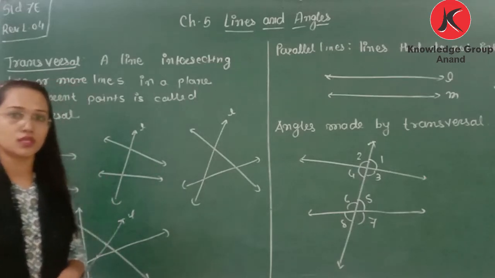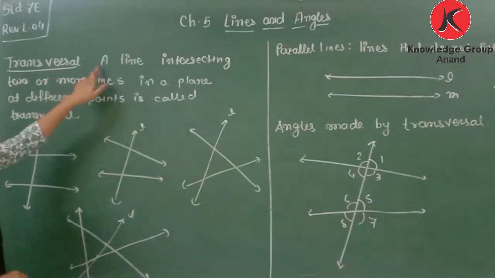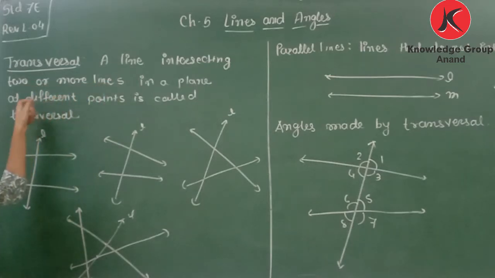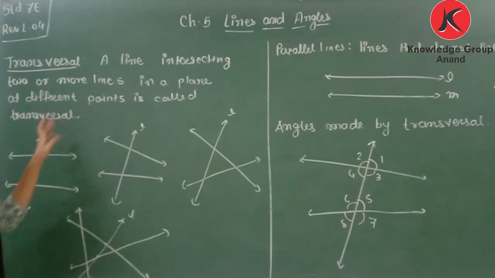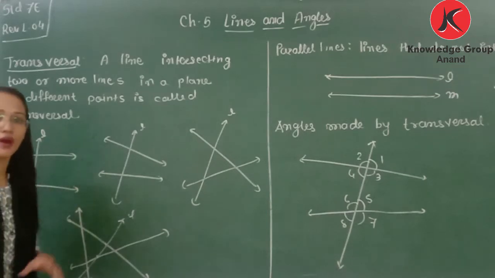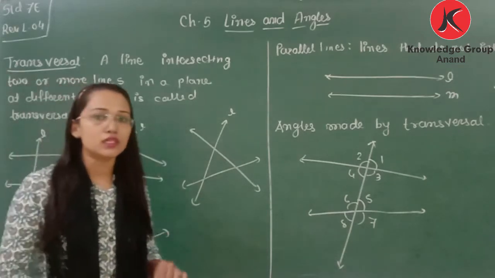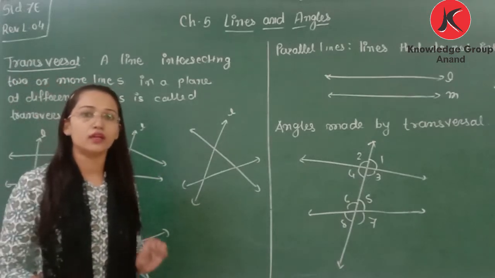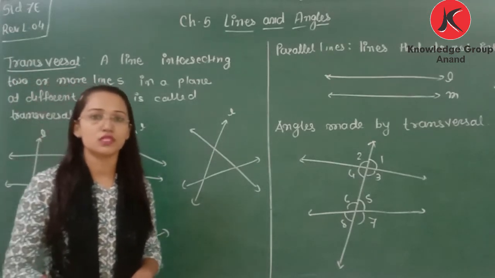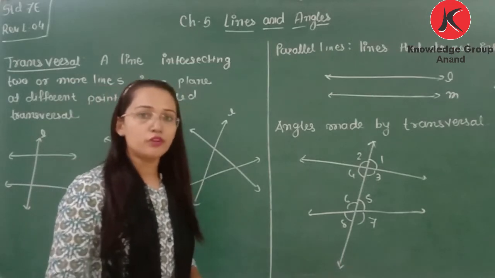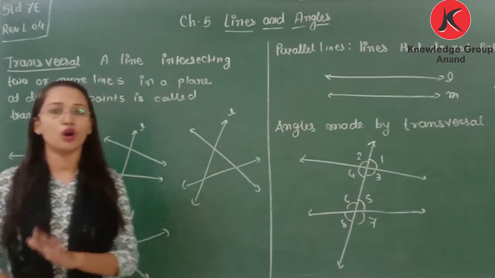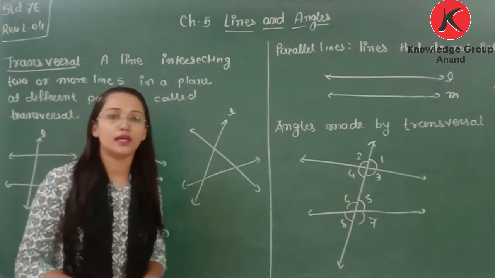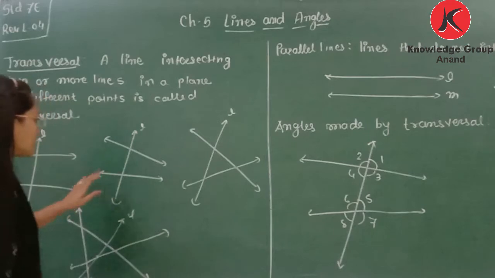Now what is a transversal? That we have already done. A line intersecting two or more lines in a plane at different points is called a transversal. If there is one line that intersects, or you can say cuts, two or more lines at different points, the points must be different. If one line cuts two or more lines at different points, then it is called a transversal of those lines. So let's take some examples here.